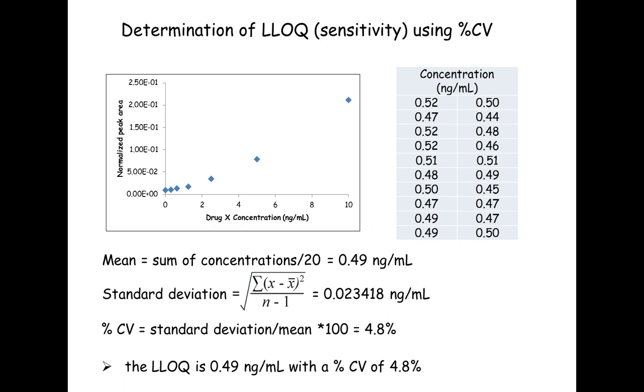Then we take the mean of these concentrations, and it ends up being 0.49 nanograms per mil. The standard deviation is 0.02, and the percent CV is calculated as 4.8%. So in this case, the lower limit of quantitation could be set as 0.4 nanograms per mil because it has a CV of 4.8%, and that's within our acceptability criteria of 20%.